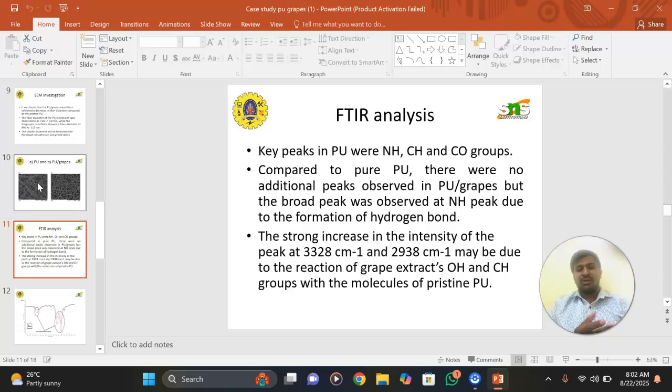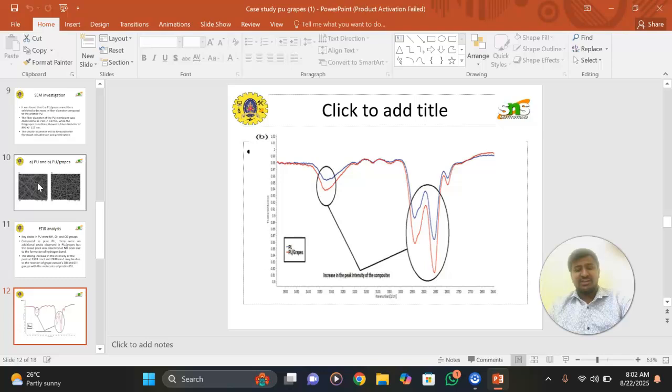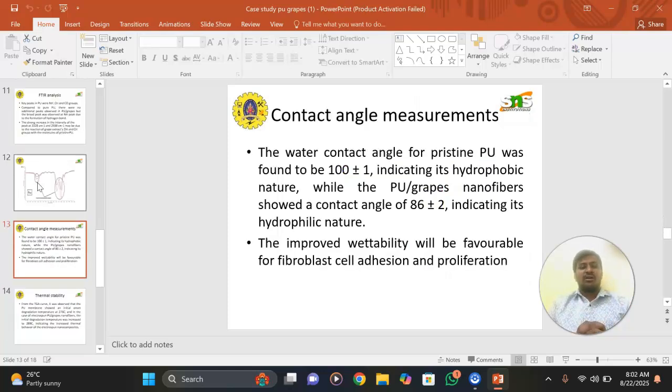FTIR analysis is used to study whether we added the grape into PU or not. Key peaks in the PU are the NH, CH, and CO groups. The same groups were available in the PU nanocomposites. However, the intensity of the PU grapes was increased compared to the PU, which clearly indicates the presence of grapes in the PU membrane.